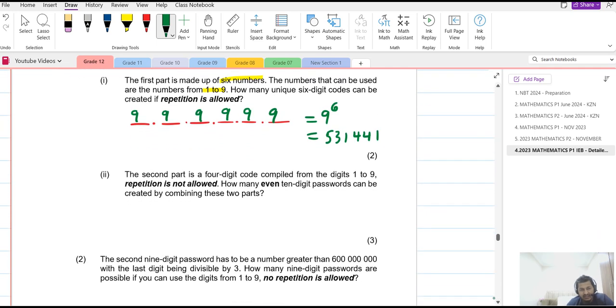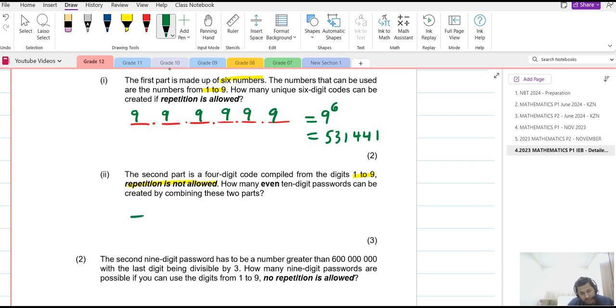The second part is a 4-digit code compiled from the digits 1 to 9. Now remember, you used up the 6-digit part, now you're working with the second 4 digits. Repetition is not allowed. How many even 10-digit passwords can be created?